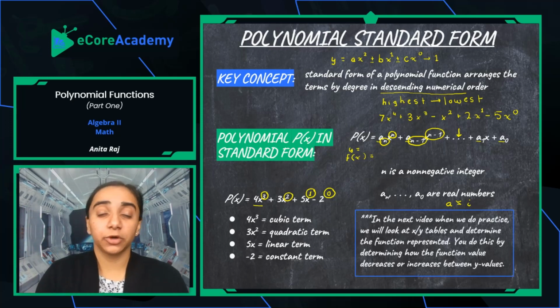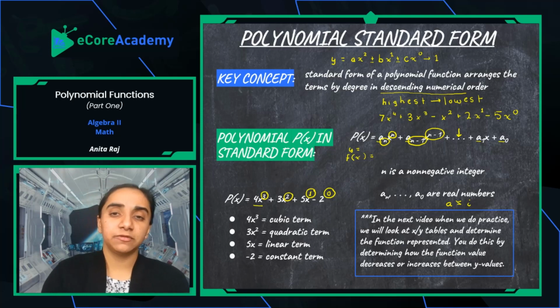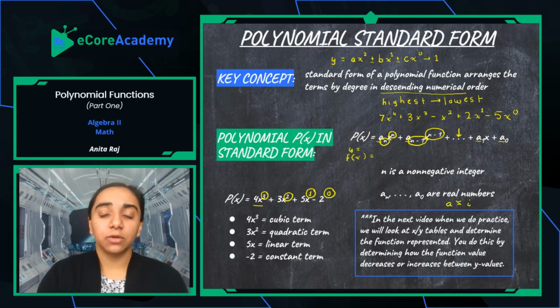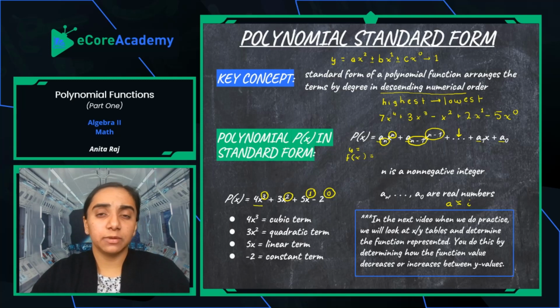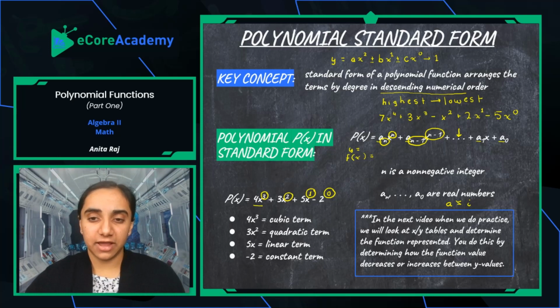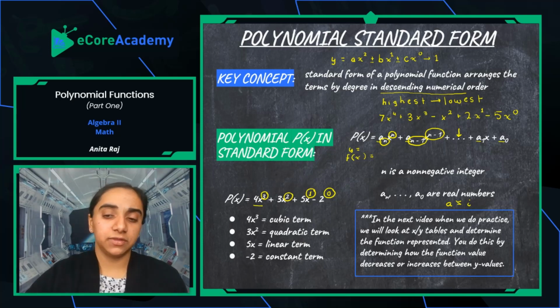In the next video, we're going to be doing practice, focusing on a lot of XY tables, which is a practice problem that is going to come up. I remember I had to do multiple on the assessment I had to take off of this lesson. You're going to see XY tables and you're going to have to determine what function is represented. What do I mean by that? You're going to have to determine the degree of the polynomial without being given the function, meaning you're not going to be given this p of x right here. You're just going to be given an XY table of values, and you're going to have to look at the corresponding values and determine how the function value decreases or increases between y values.